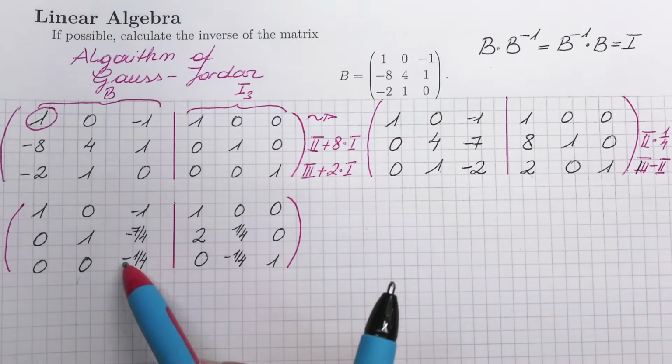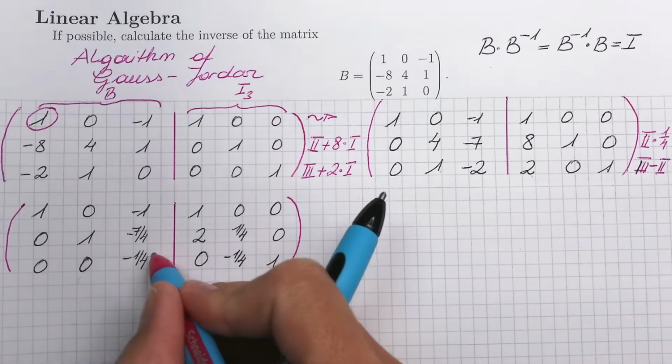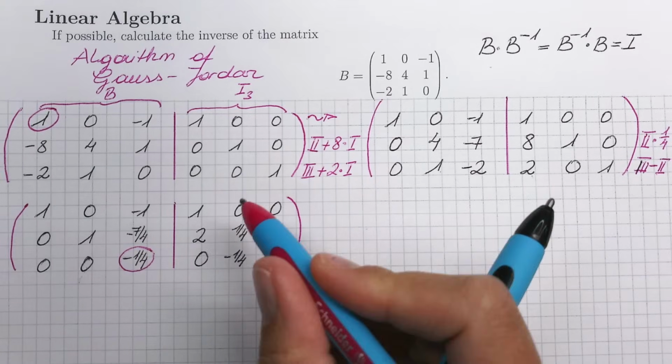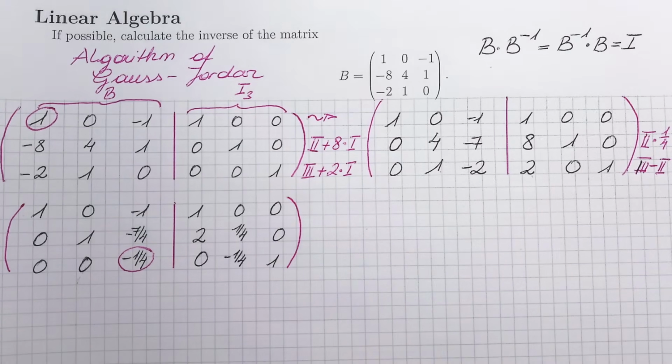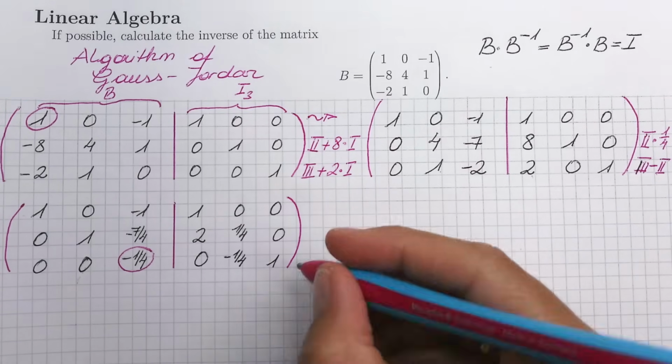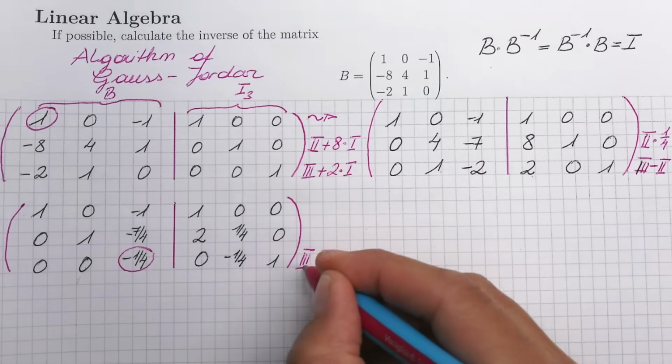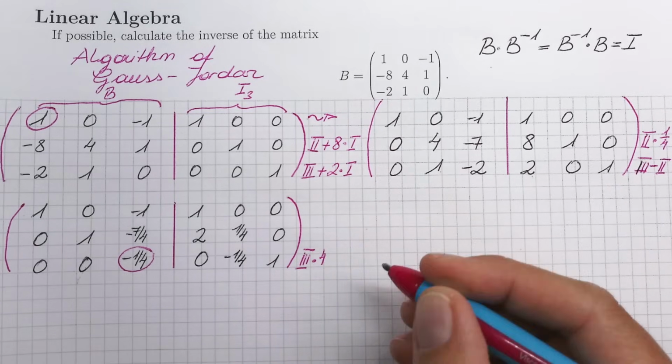Now here that's the last pivot that we want to have here. What do we want to get? We want to get a 1. So what do we do? We multiply the last row by 4. So let's say, okay, the last row, number 3, multiplied by 4.